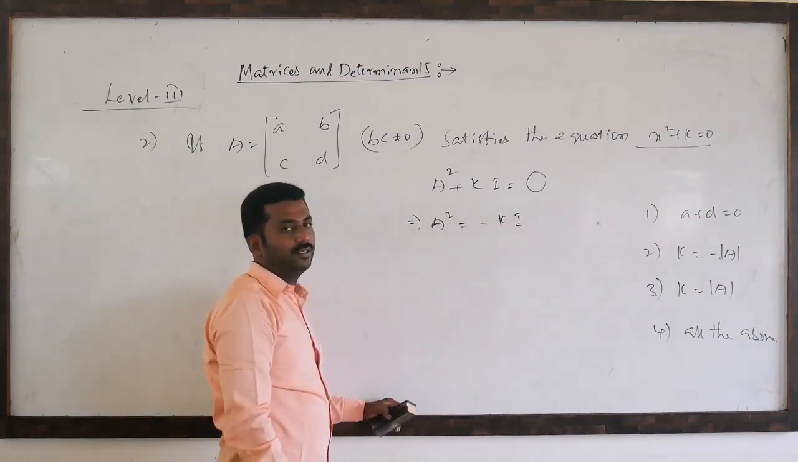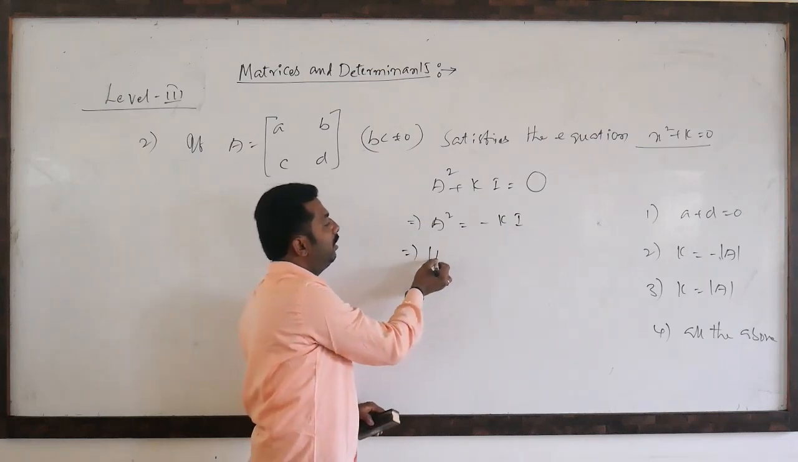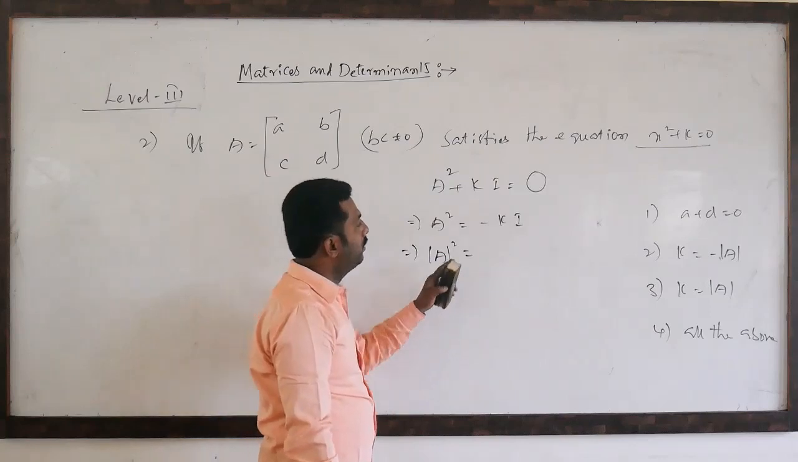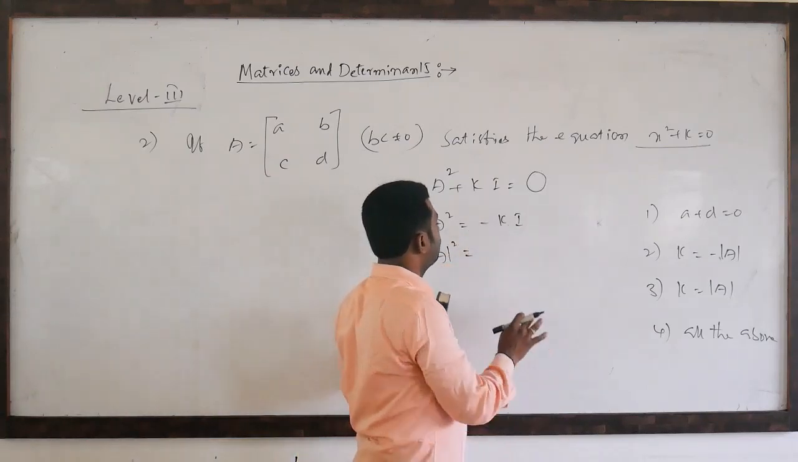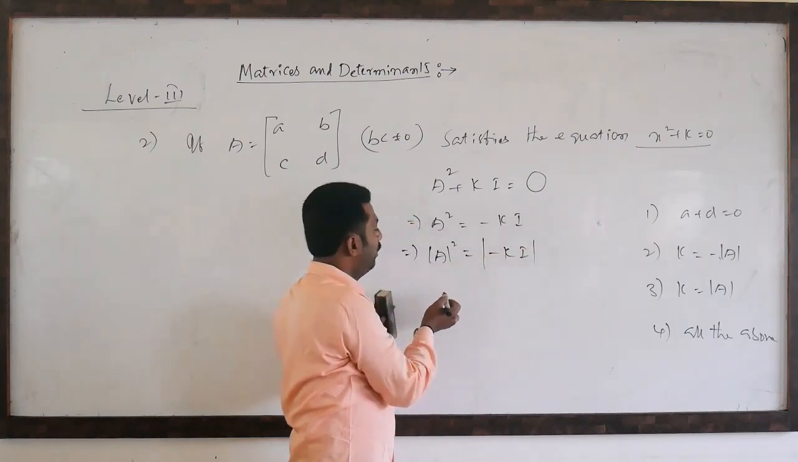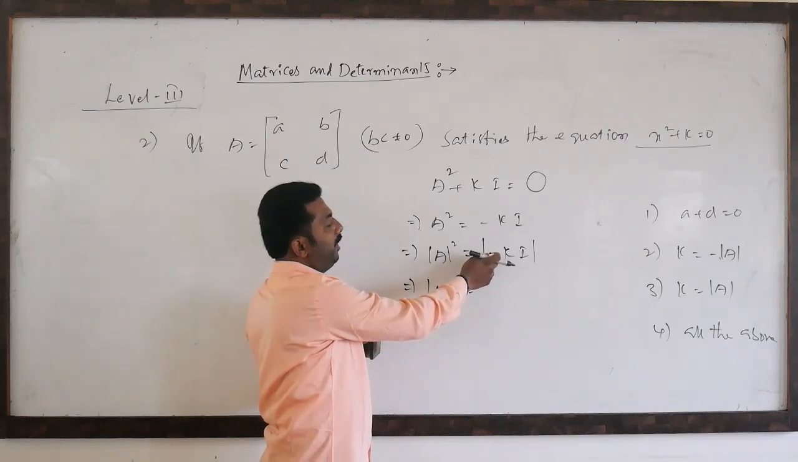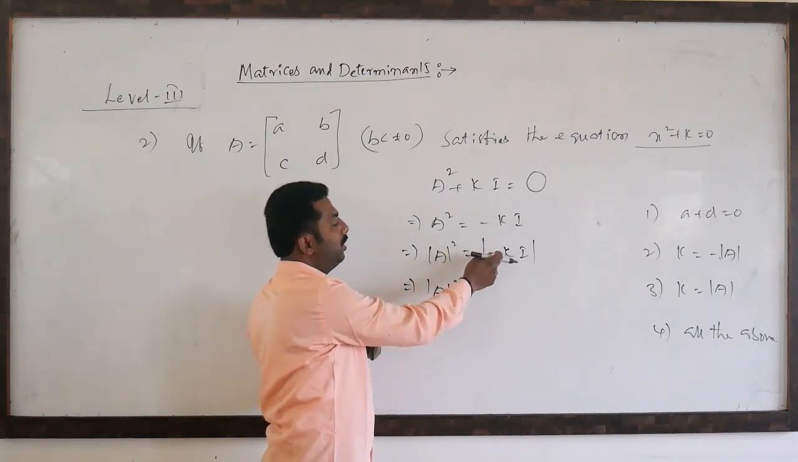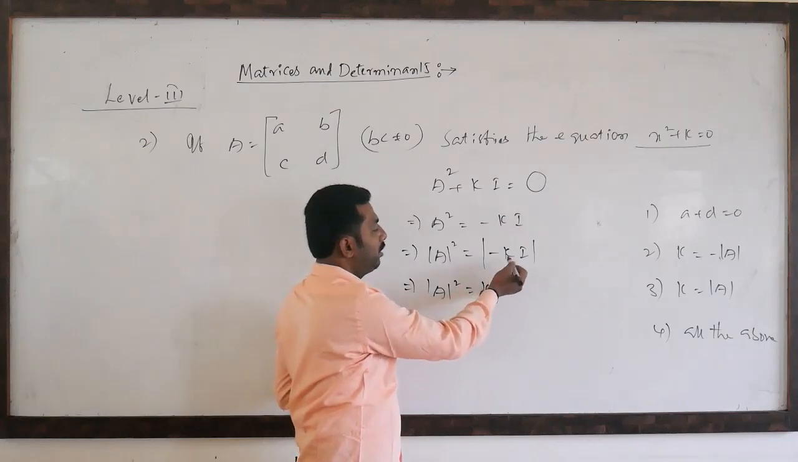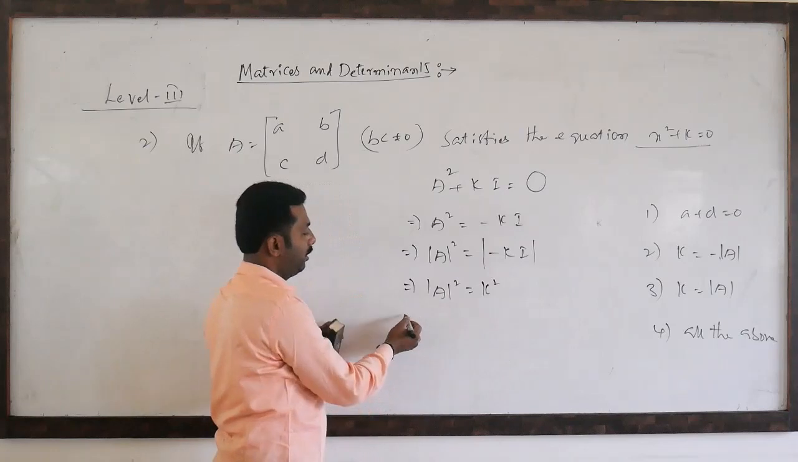identity matrix. Taking determinant of both sides, determinant of A square equal to, so how much is it? Minus kI means if I take the determinant of minus kI, this is minus 1 whole square, which means 1 only, into k square, so that is k square. Determinant of A means 1 only, so this is k square.